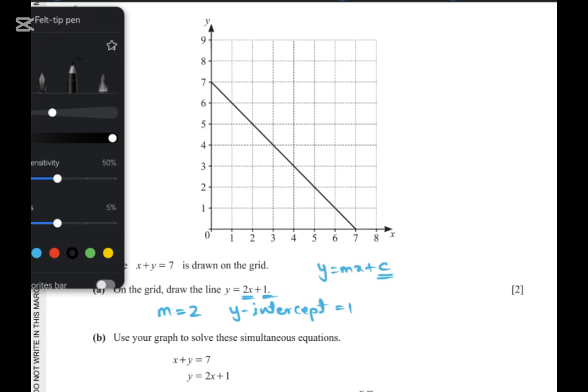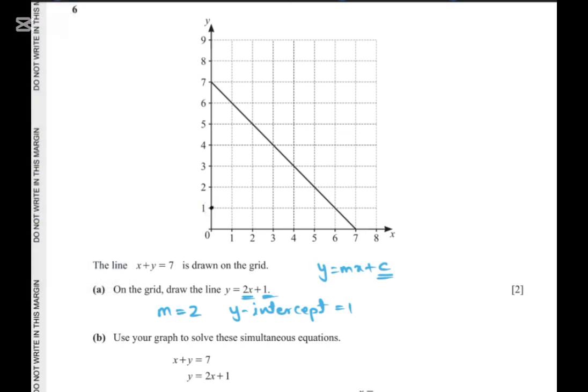Mark the y-intercept first. So y-intercept is 1. Then the gradient m is 2. That means it is 2 by 1. The change in y is 2 and the change in x is 1. So when you start counting, go up 2 boxes, 1 box right, like this. Go up 2 boxes, 1 box right. We got 3 points. That is enough to draw a line.